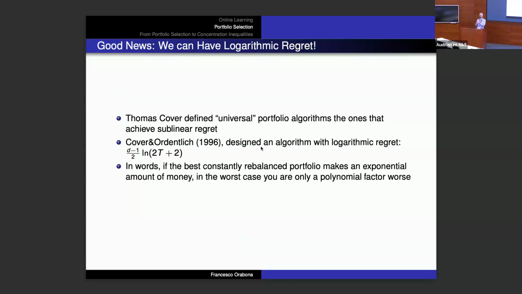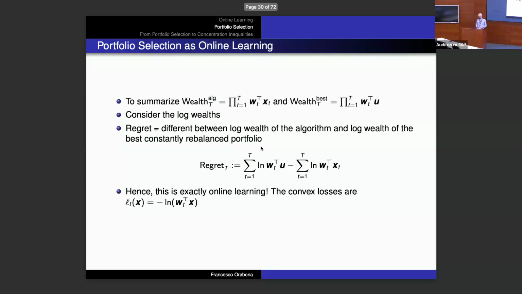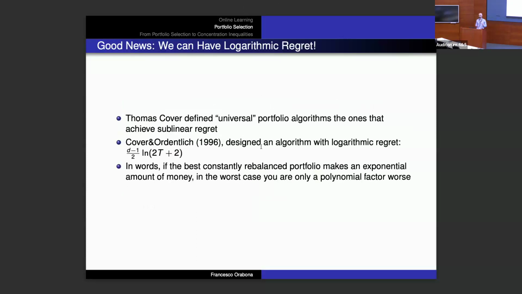So what does it mean? What does it mean if we translate this regret into money? Remember that the regret is defined as a difference between log wealth. So the log wealth of the best minus the log wealth of the algorithm is at most a logarithmic quantity in time. This means that if I exponentiate everything, the best wealth will be some exponential quantity in time. As I showed you before, that is the best wealth.